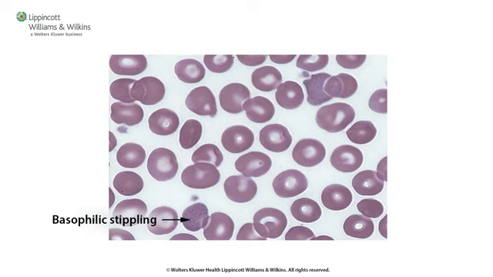Let's talk about some more things that the lab might report on a peripheral blood smear. Various types of pathological red cells. So these are definitely high yield for you to know, and I'd be very surprised if you didn't have at least one question on one of these. Let's start with basophilic stippling.